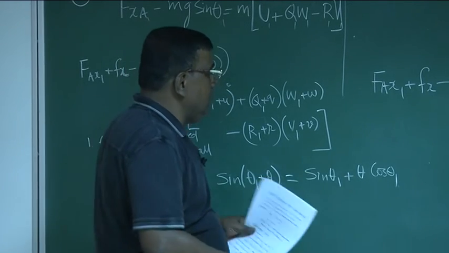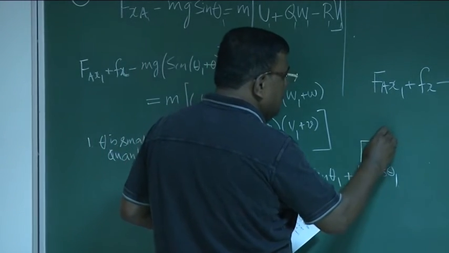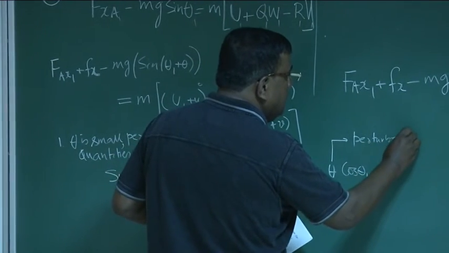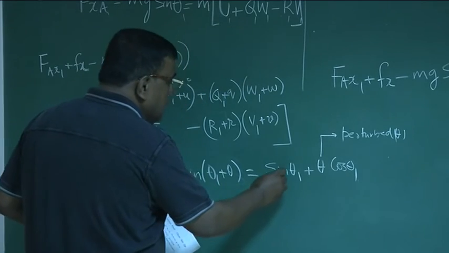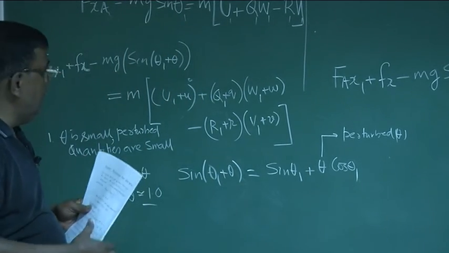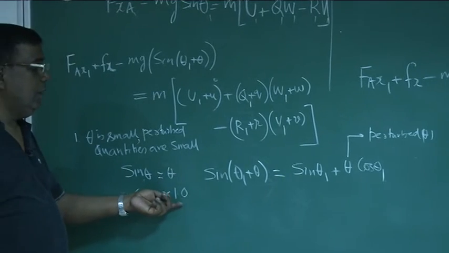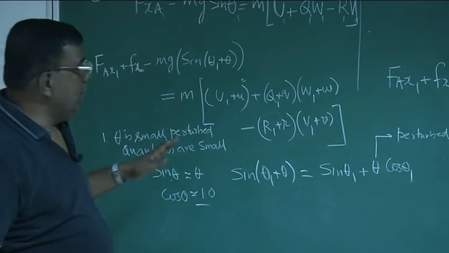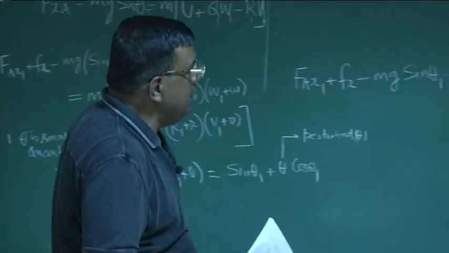Theta is a perturbed quantity. Okay, this you should be clear. This is a perturbed theta. Here sine theta 1, cos theta was there. So theta is small, so we have used cos theta equal to 1. So theta small means theta is a perturbed theta. Once I do this, I get this sort of a relationship.